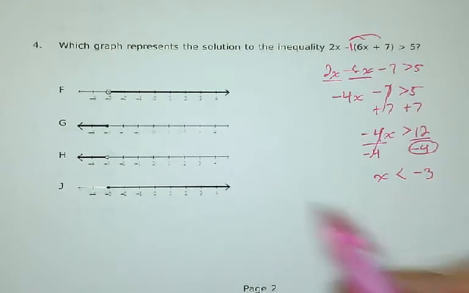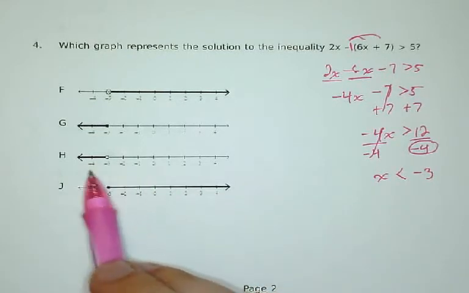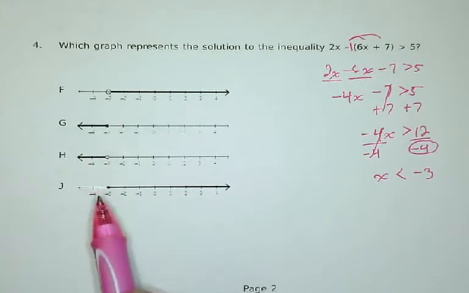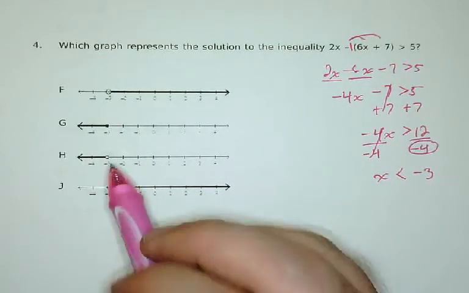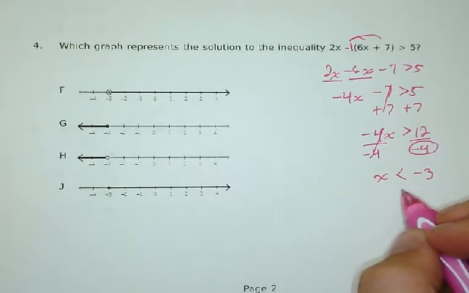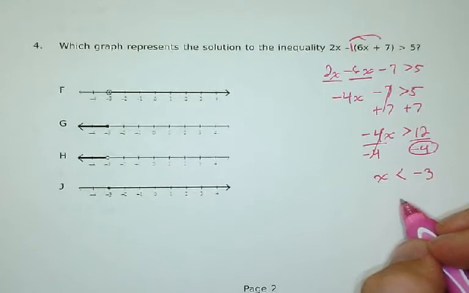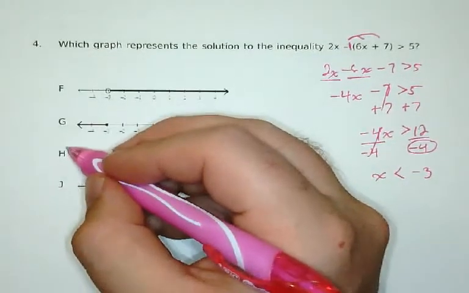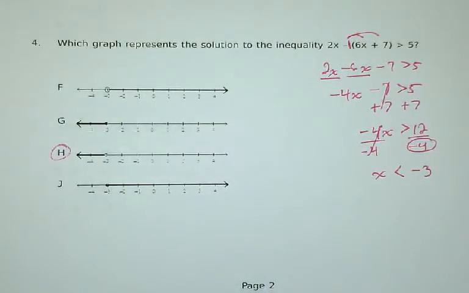So we need to find one where -3 and less than, so it's between G and H. Now there's one difference. On H, it's an open circle. On G, it's a closed circle. Look at your symbol. Is this open or closed? Good. It's open, so it's going to be letter H.